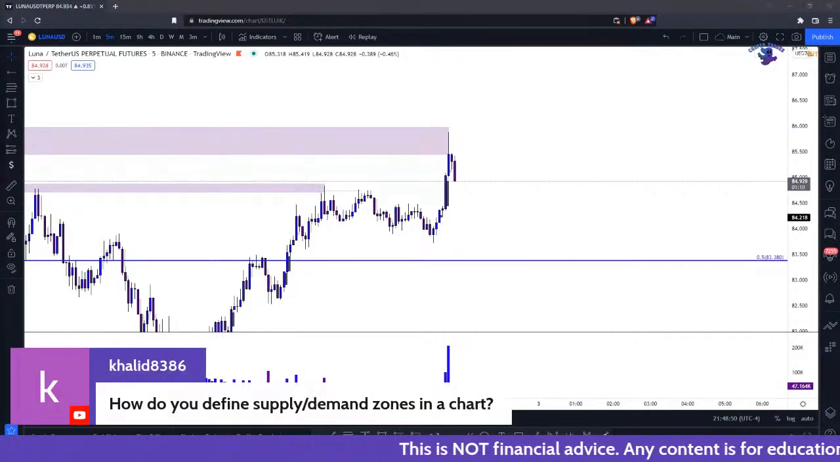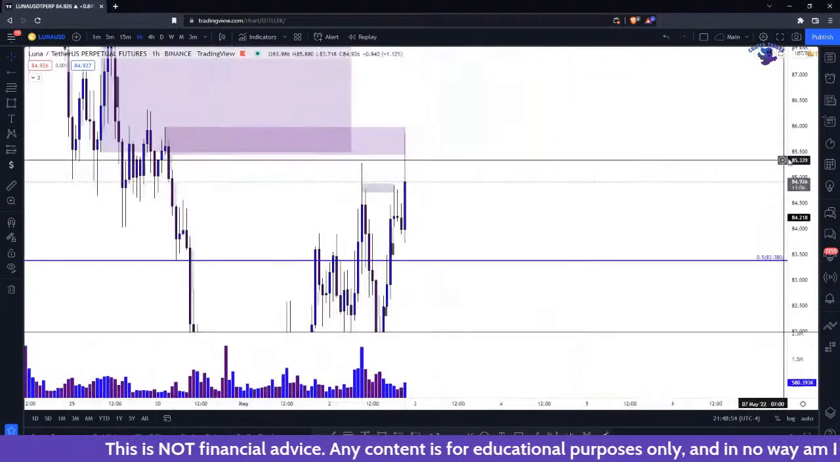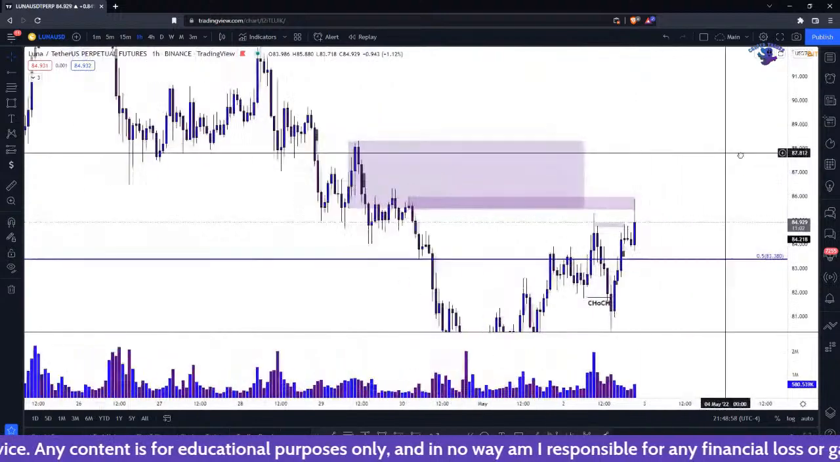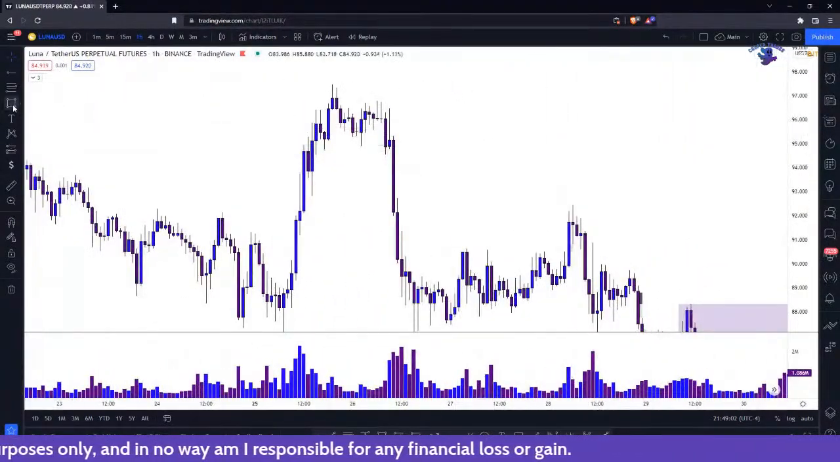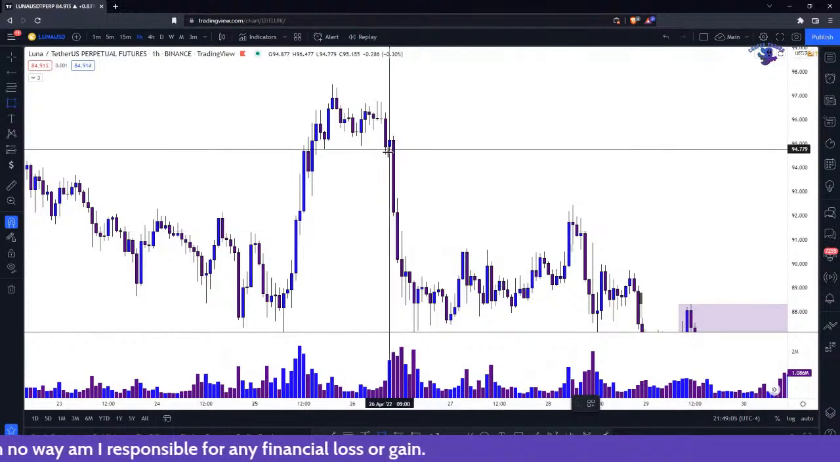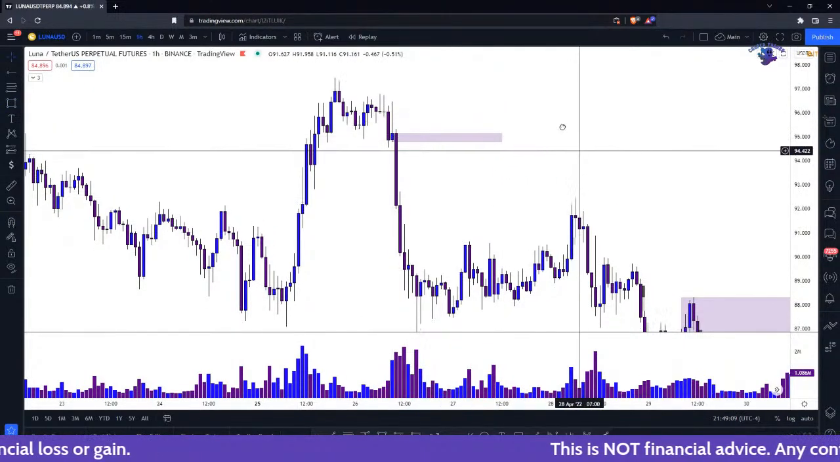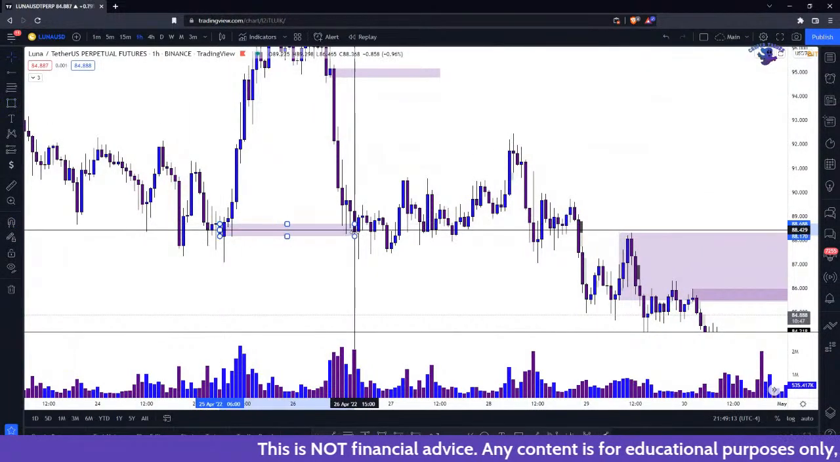How do I define supply and demand zones in a chart? Well, I would find 1 hour, or really you can use 15-minute or better order blocks. Order blocks are candles that basically precede an expansion. For instance, you could draw this. This would be an order block. Yeah, this would have been an order block.